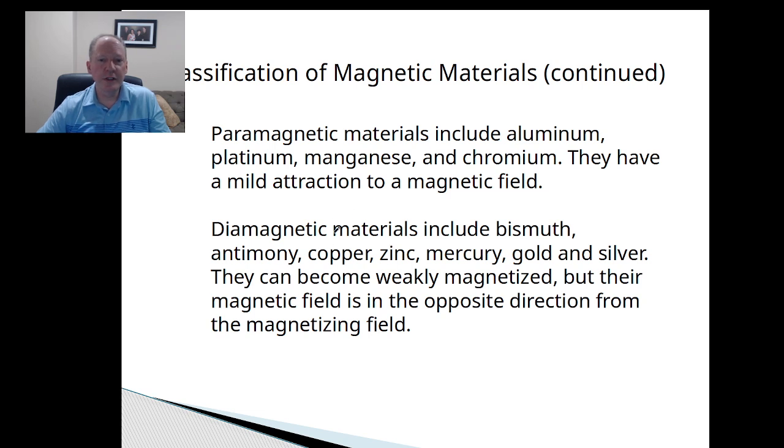There are other materials or elements that can have magnetism, like aluminum, platinum, and manganese, which are paramagnetic, which means they have mild attraction. And then diamagnetic materials, which are bismuth, antimony, copper, zinc, mercury, gold, and silver, can be weakly magnetized.